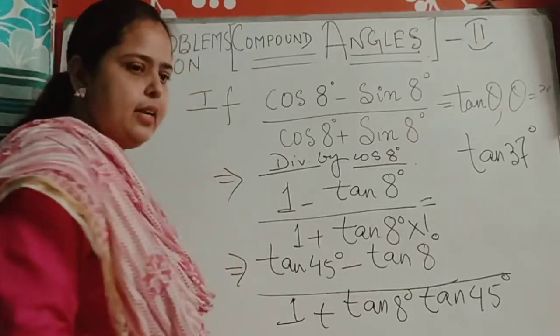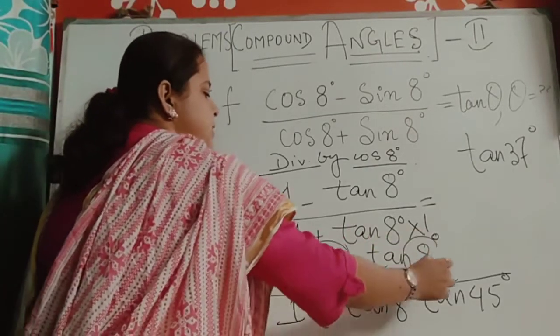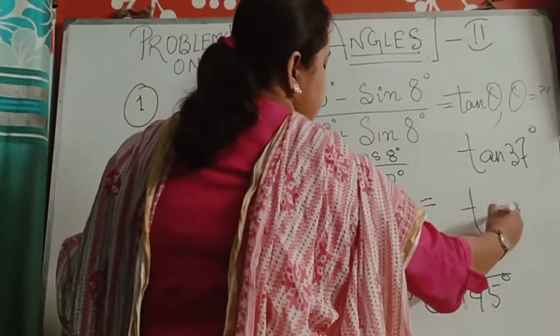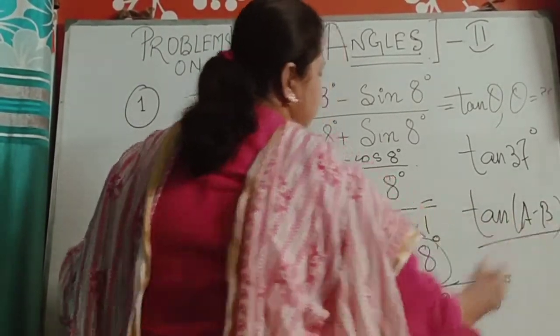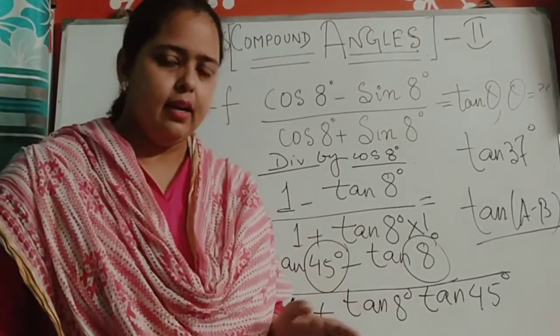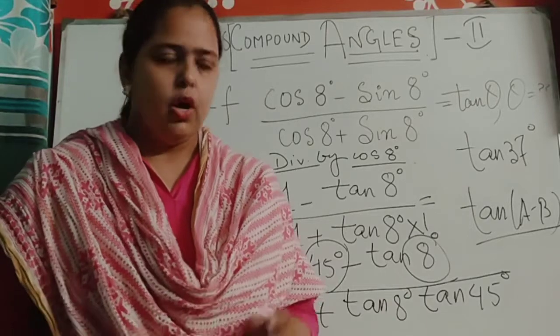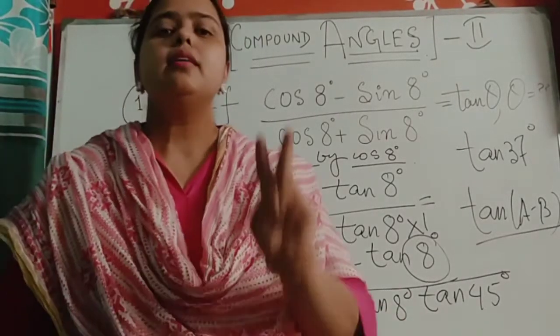And how am I getting it? By 45 minus 8. The formula I used here, you must write down the formula. It will help you to recall and definitely you will never make a mistake. Okay, so this is the first problem for you. We will be going to the second problem.